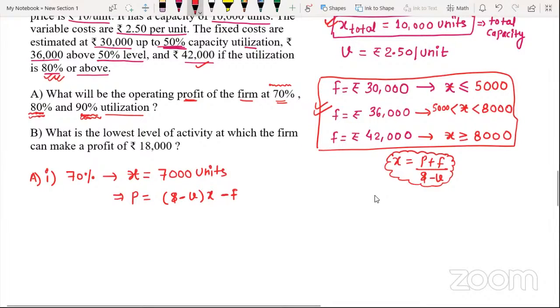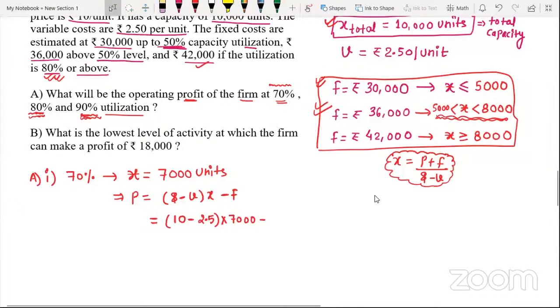So the profit at 70% of the utilization is going to be the selling price, rupees 10 per unit, minus the variable cost, rupees 2.5 per unit. 70% of the total, it means how many units you are going to produce? 7,000 units, minus the fixed cost they have given. Now this table will come into the picture. Okay, 7,000 units. You can see that 7,000 units will fall in this category.